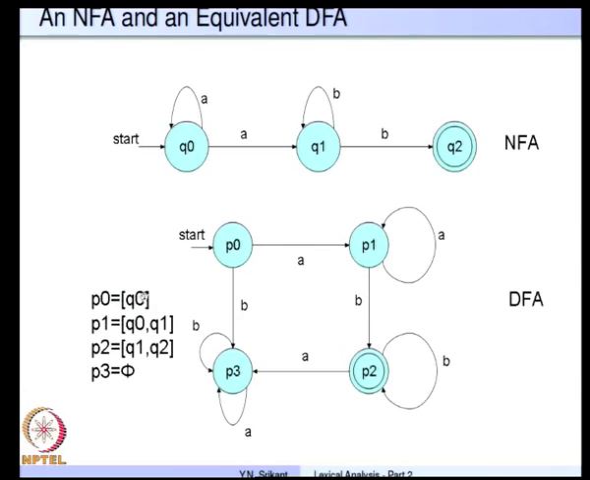It is not necessary to construct all the subset states of the NFA. For example, here Q0, Q1, Q2 together give rise to 8 combinations, each of which is a possible DFA state. But in this case, this DFA has only 4 states. It is possible to find examples where 2 to the power n states would be constructed.